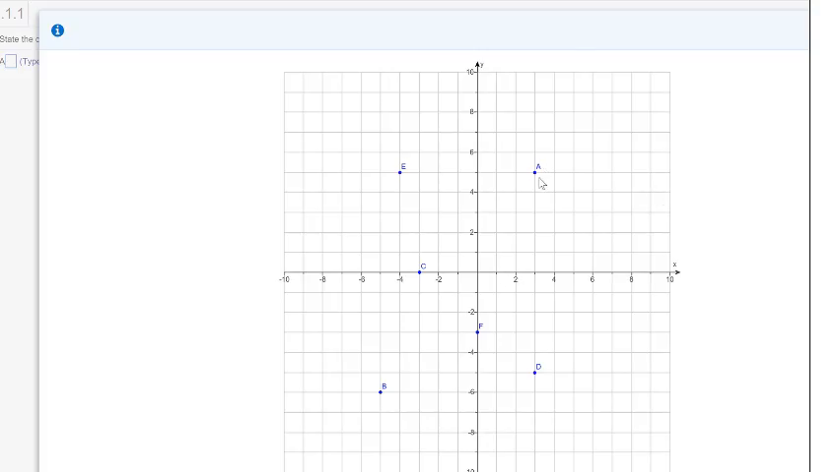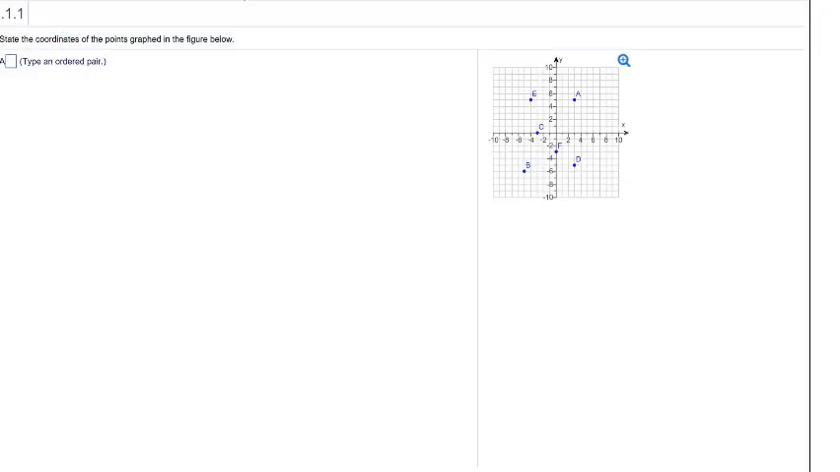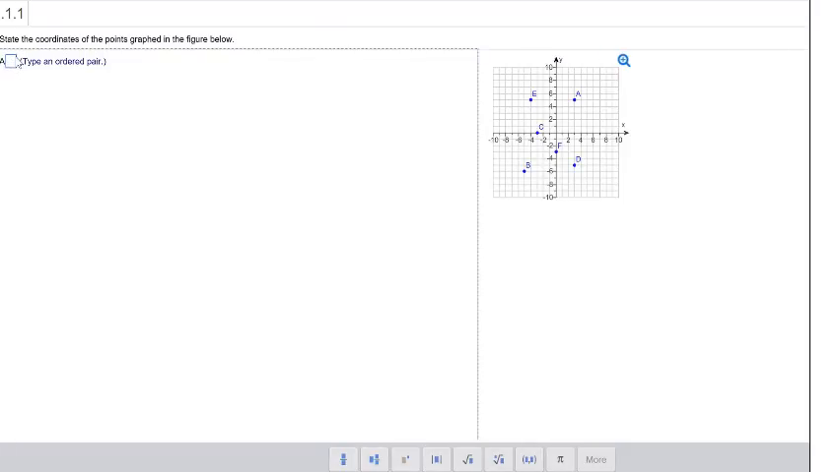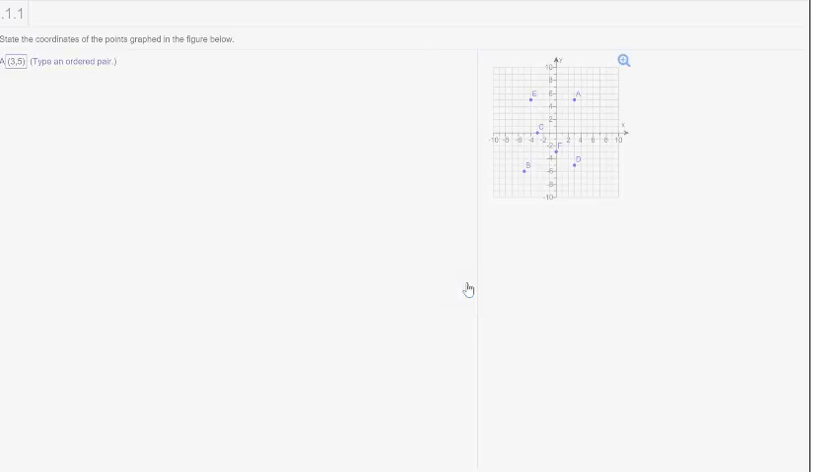So in looking at the coordinates for point A, if I go along the x-axis, we go to point 1, 2, 3 for the x-coordinate, and then we go up 1, 2, 3, 4, 5 for the y-coordinate. So the coordinates for this point A will be 3, 5. So you'll open up parentheses, type the number 3, comma, type 5, parentheses, check the answer. It's correct.